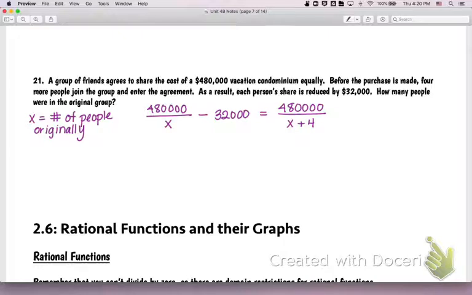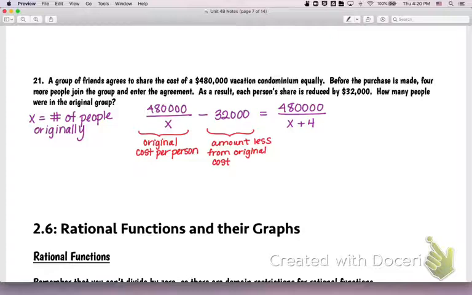Again, this is the original cost per person, and then the 32,000 is the amount less from what the original cost was. On the right-hand side, this expression represents the new cost per person. And so that's where that equation comes from. I'm going to leave this for you to work out and try on your own, but I can tell you that the answer you should get, pause it if you don't want the spoiler, is that there were 10 people in the original group.